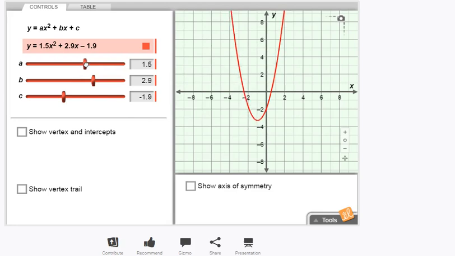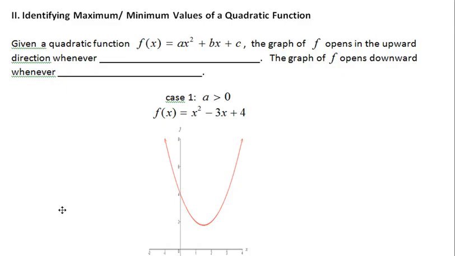And A has the effect of making the graph very narrow, really stretching it vertically, or making it very wide. And if we make A negative, of course that flips it over. It reflects it across the x-axis. All right, so let's make a note of what we just discovered. Obviously, this is a little review from your transformations. It opens upward whenever A is greater than 0, and the graph opens downward whenever A is less than 0.